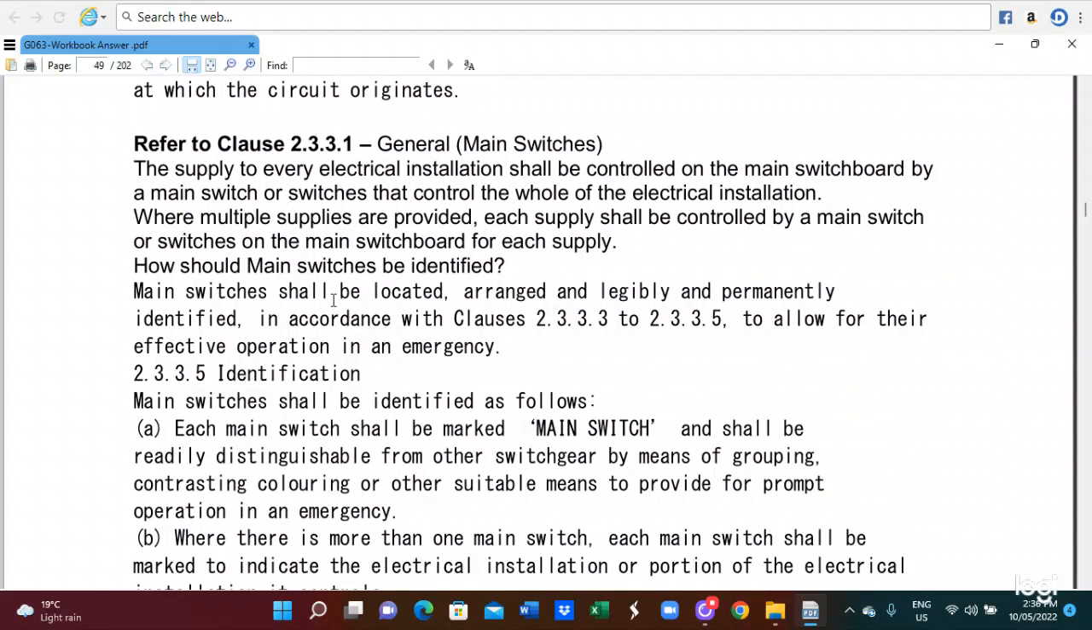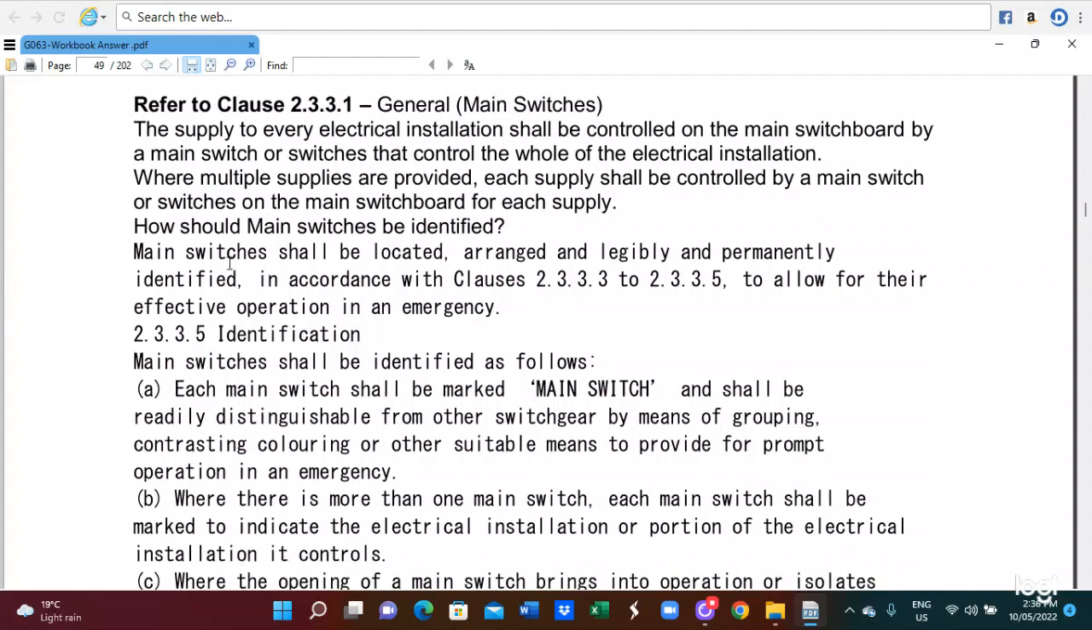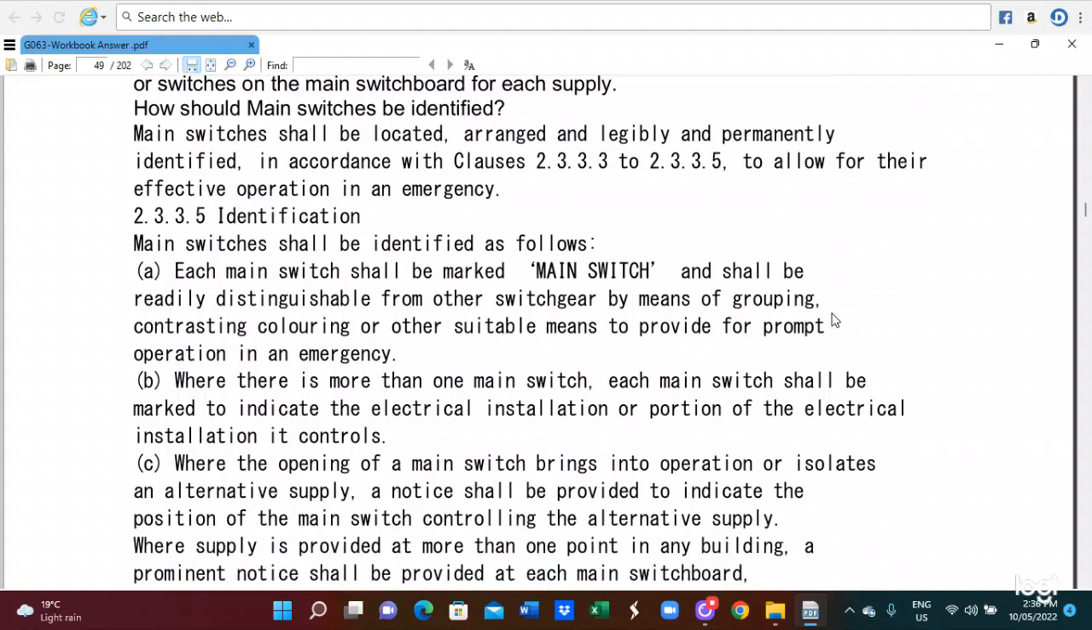How should the main switchboard be identified? The main switchboard shall be located, arranged, and legibly and permanently identified. Cross-reference clauses 2.3.3.3 to 2.3.3.5 to allow for effective operation in an emergency. Clause 2.3.3.5 is the identification. Main switches shall be identified as follows.